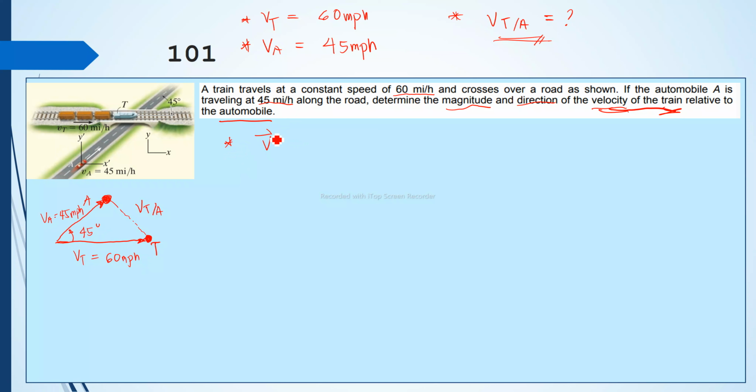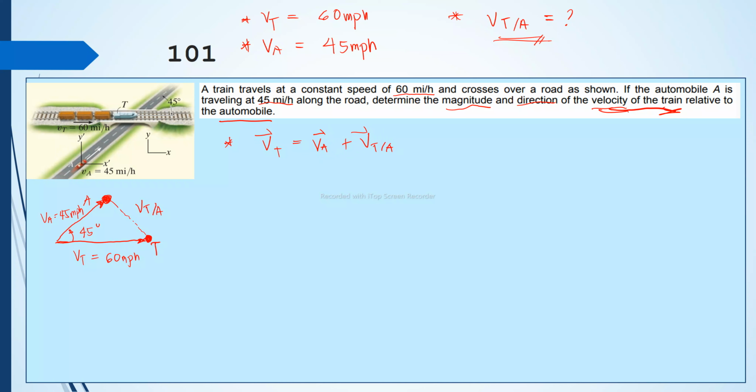So we just follow the equation. We have the vector velocity of the train. The absolute vector velocity of the train is equal to the absolute velocity of the automobile plus the relative velocity of the train with respect to the automobile.